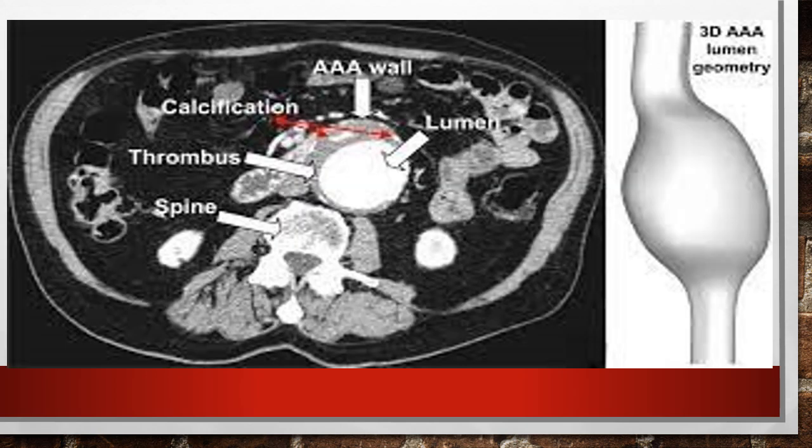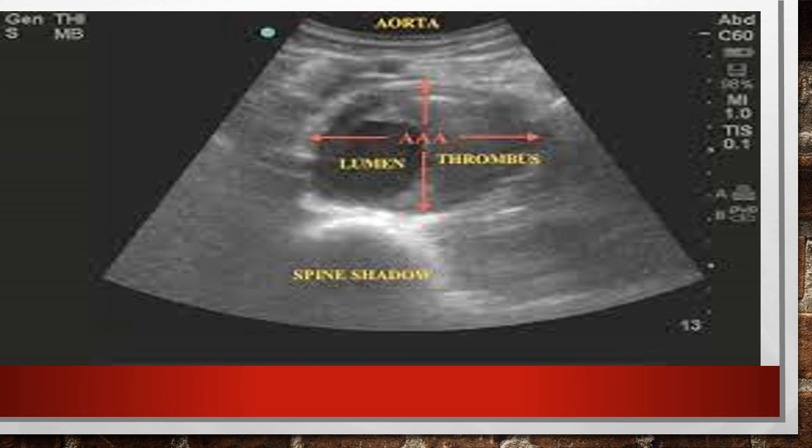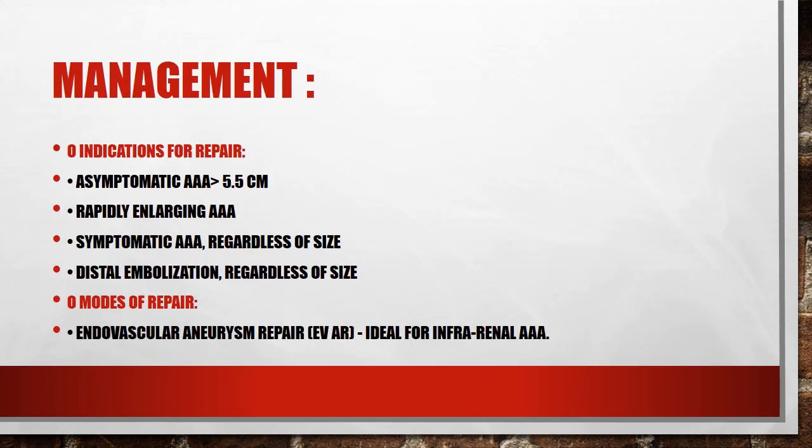This is the radiograph of a contrast CT scan, and it is showing the abdominal aortic wall and its lumen enlarged. This is how abdominal aortic aneurysm looks. This is a sonographic image of abdominal aortic aneurysm, which is showing the lumen of the aorta as well as thrombus in the lumen. This abnormal dilatation of the abdominal aorta obviously requires a repair.